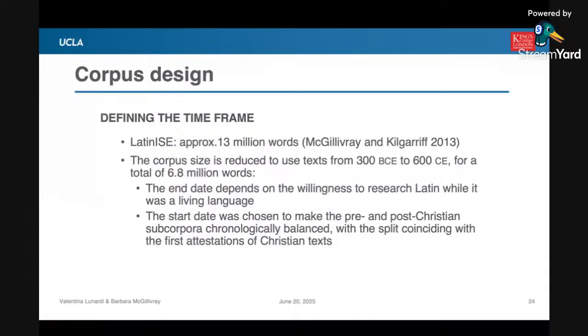Why did I pick this date? Well, the end date, 600 CE, depends on my willingness to just look into Latin while it was a living language. The start date I picked to try and make my pre- and post-Christian time slices chronologically balanced, with the split coinciding with the very first attestations of Christian texts, or just before that. Not that I could have gone any further back, really, because then you get into the realm of fragmentary inscriptional evidence, and that wouldn't really help with the amount of data that I would add to this corpus anyway.